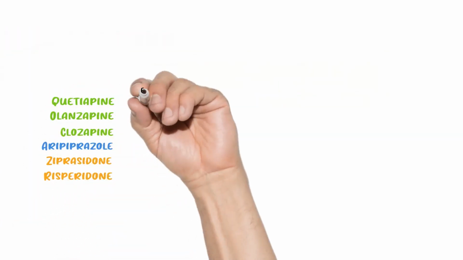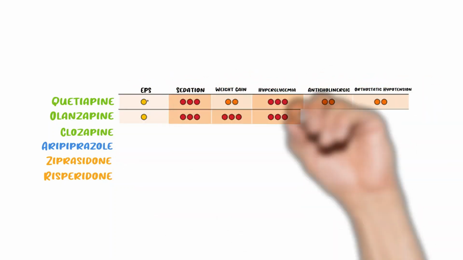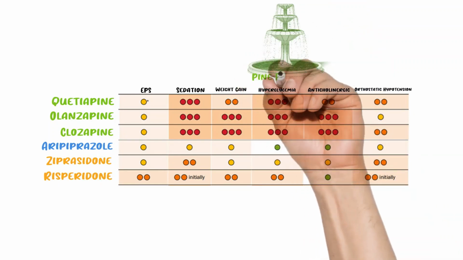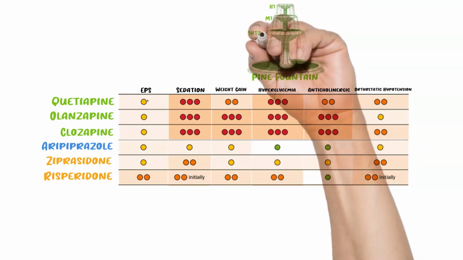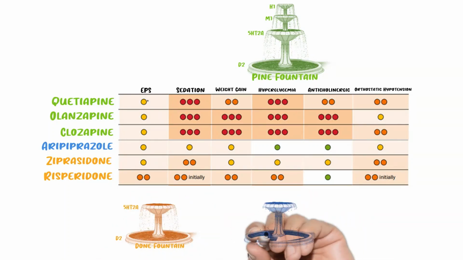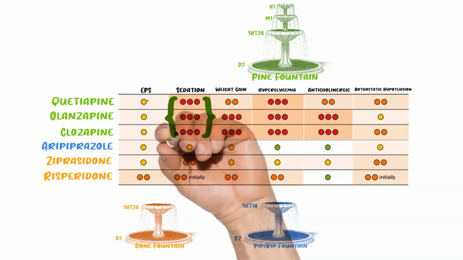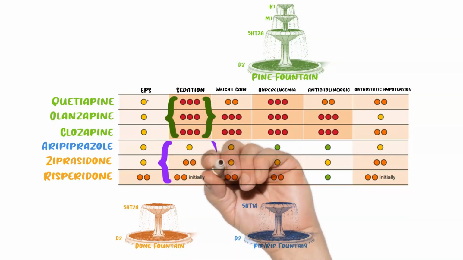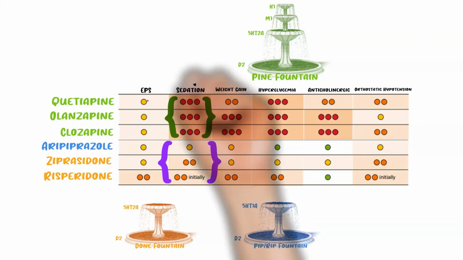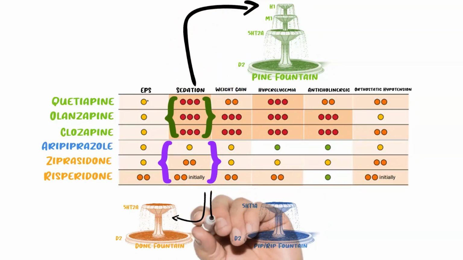So now, to make this chart manageable, I'm going to rearrange it in order of the pines, the pips, and the rips, and the dones. And once we throw in the fountains that show the receptor profile backbones, this chart becomes very manageable. So if we look at something like sedation, which we know is caused by antihistamine and antimuscarinic effects, we'll see that the pines, which have the H1 M1 in the backbone, are very sedating. And then aripiprazole and the dones, which don't have that, are less sedating.